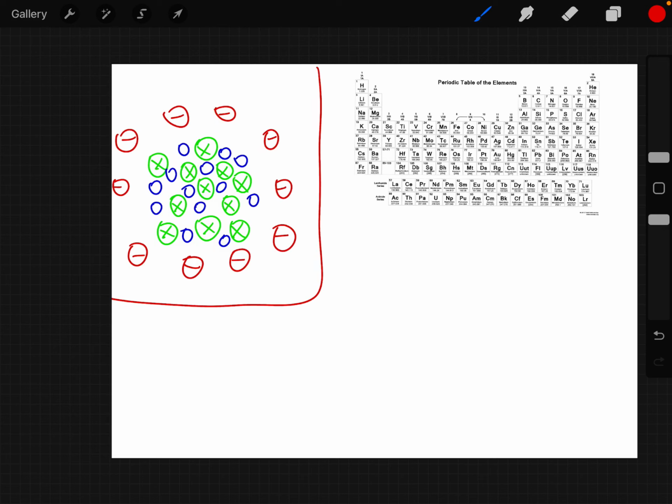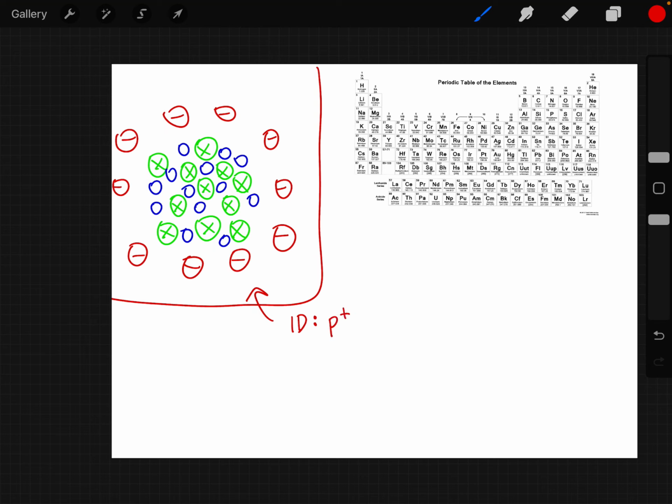Let's say you were given a picture or a diagram like this on your test or on your quiz or whatever, and it was asking you to identify who the atom is. You're going to have to go backwards and think through the things that you know about atomic structure in order to do this. So the first thing you're going to want to find is your identity.